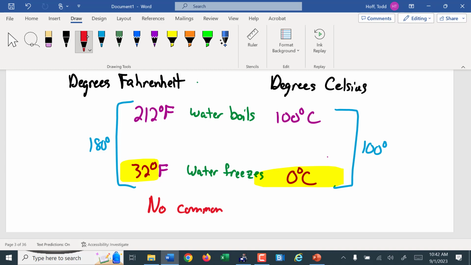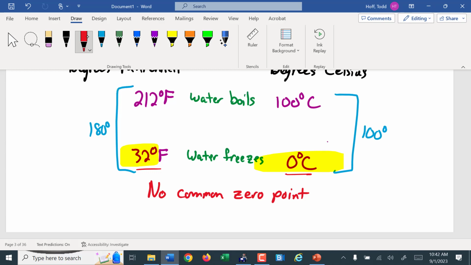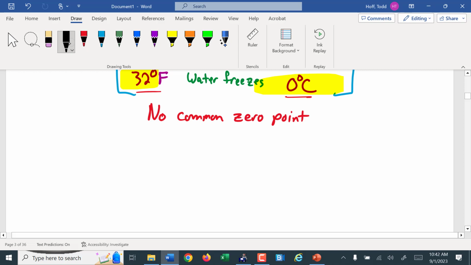What does that mean? Well, for length, 0 feet is 0 meters. For weight or mass, 0 kilograms is 0 pounds. For capacity, 0 liters is 0 gallons. 0 is 0 in most of those units. For temperature, however, 0 Celsius is 32 degrees Fahrenheit. They don't have a common 0 point, which means we can't just use a simple conversion factor to get from one to the other. We have to use a formula.